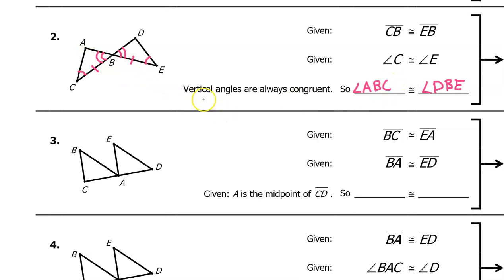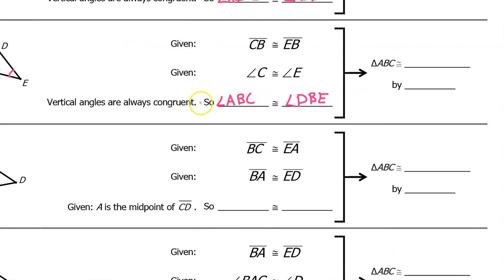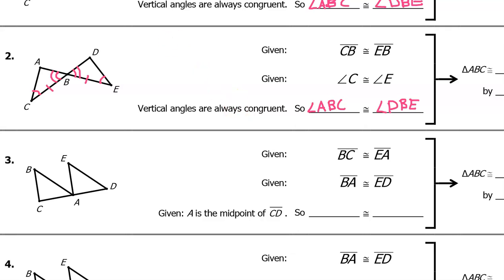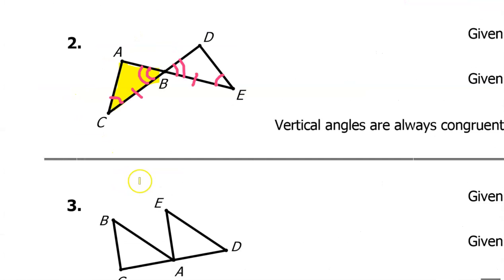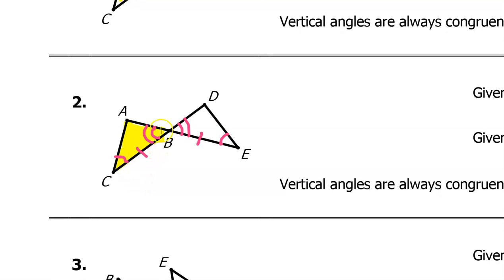So, armed with this information, we can now prove that the two triangles are congruent. Focus on one triangle at a time. So, look at this yellow triangle, for example. Which of the 5 ways will prove that these two triangles are congruent?